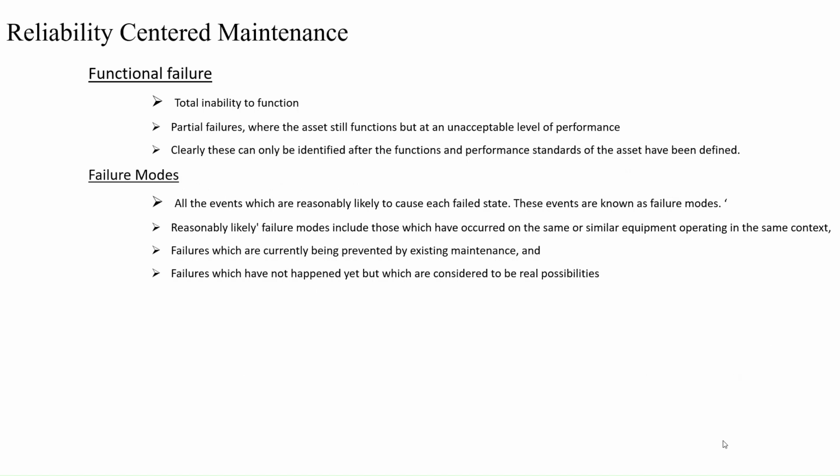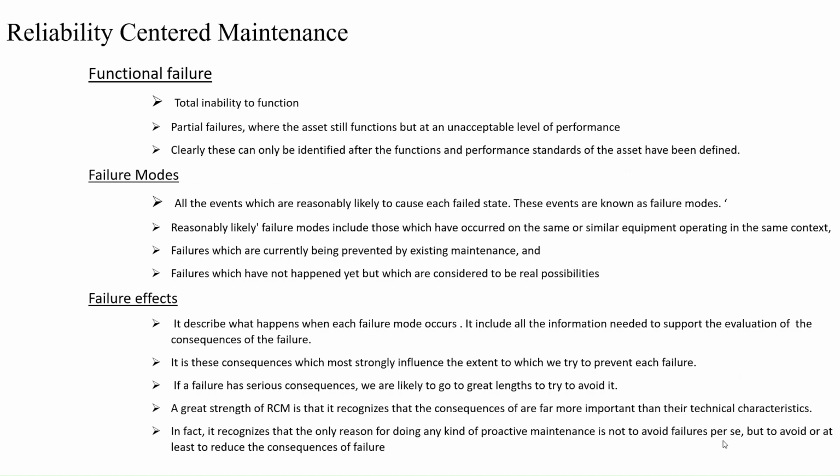Reasonably likely failure modes include those which have occurred on the same or similar equipment operating in the same context, failures which are currently being prevented by existing maintenance, and failures which have not happened yet, but which are considered to be real possibilities. What is failure effects? It describes what happens when each failure mode occurs. It includes all the information needed to support the evaluation of the consequences of the failure. It is these consequences which most strongly influence the extent to which we try to prevent each failure.